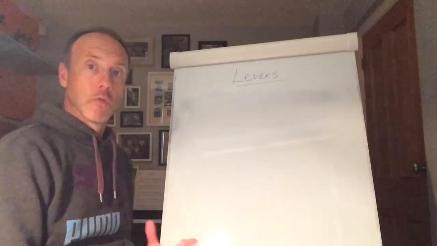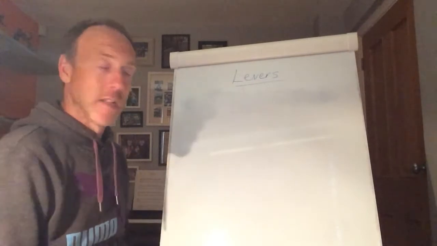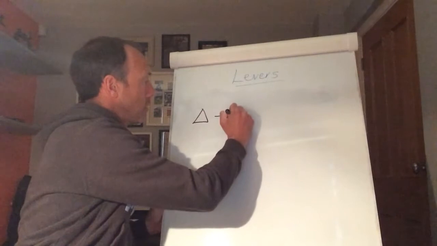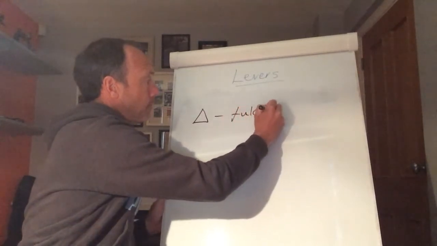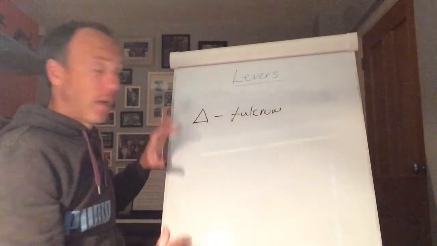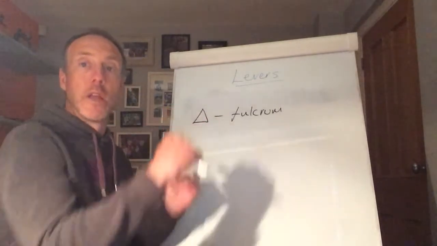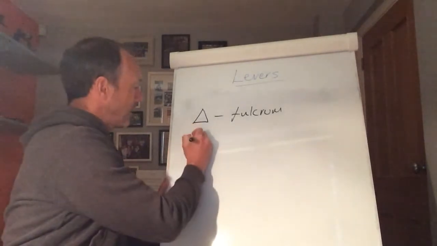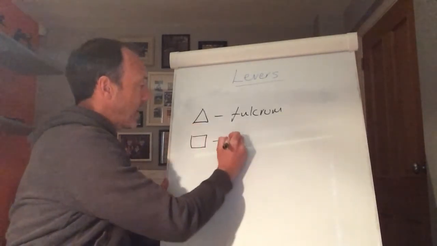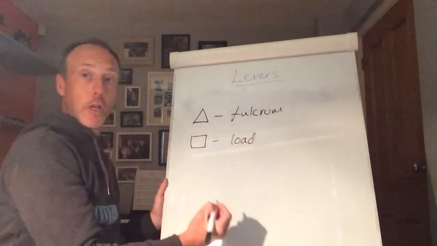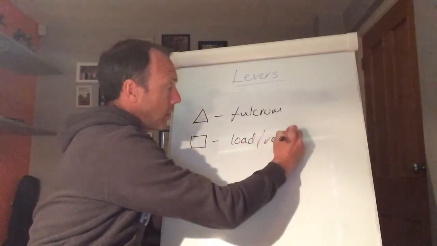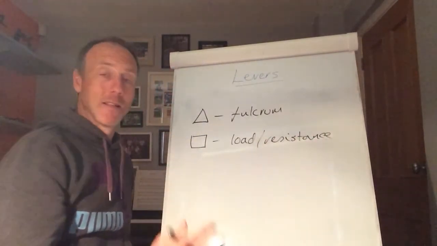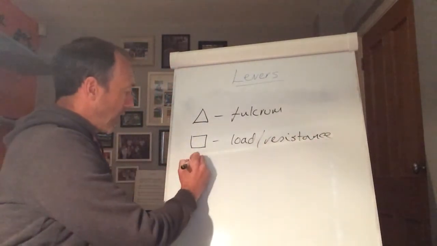So central to the lever, other than the actual lever itself, is this symbol, a triangle. Now this denotes the fulcrum, okay, the pivot or the basis about which the lever will move. The next thing we're going to look at is a square. Now that denotes the load, or sometimes it might be referred to as the resistance. And then finally we have an arrow.